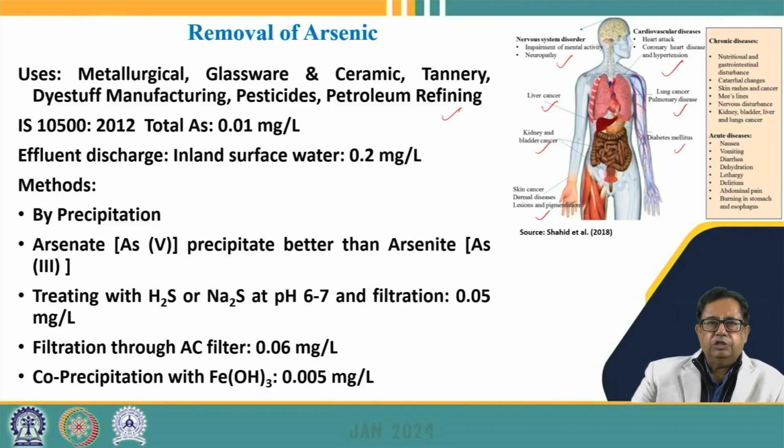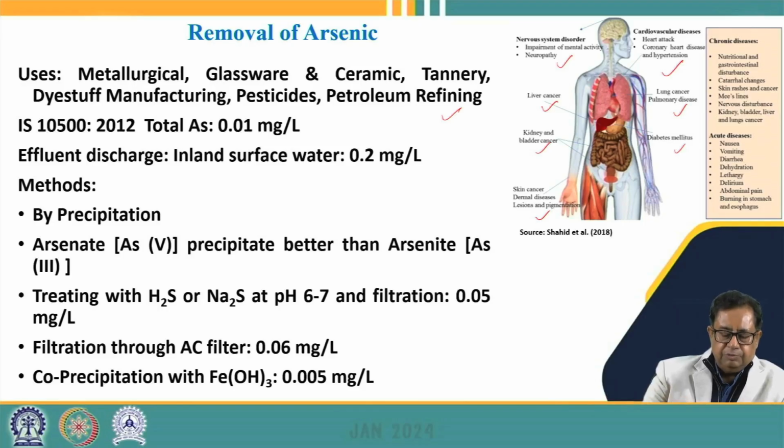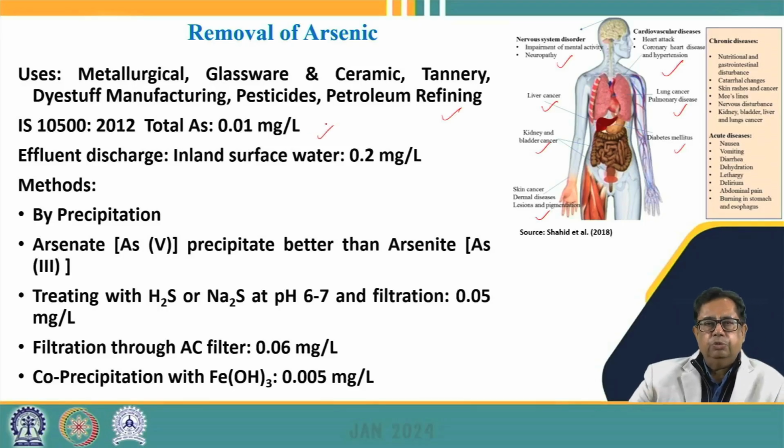For drinking water standards, as per IS 10500, the total arsenic should not exceed 0.01 milligram per liter in the drinking water, whereas for effluent discharge into inland surface waters, the arsenic should not be greater than 0.2 milligrams per liter.